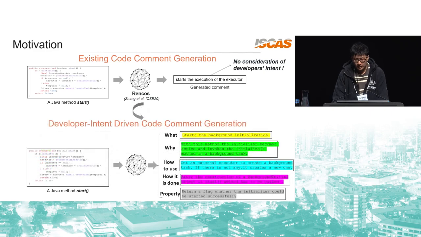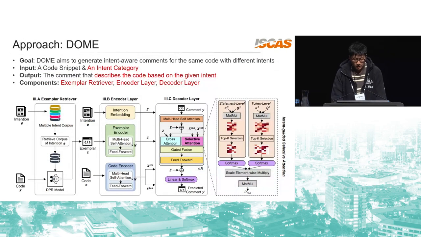So the existing code comment generation methods do not consider the developer's intent. Thus, it is appealing and important to develop an approach to generate comments which can satisfy various intents. To bridge the gap, we define a new task called developer intent-driven code comment generation, which aims to produce comments that are coherent with the given intents, such as what, why, and how to use. To solve this task, we propose a novel approach named DOME. The architecture of DOME is shown in this figure.